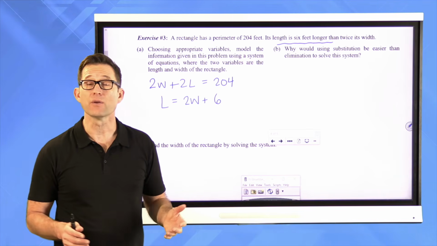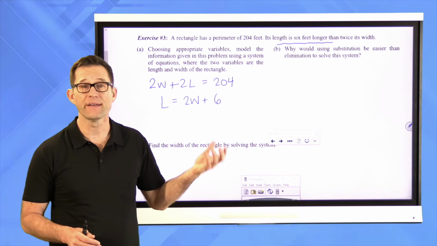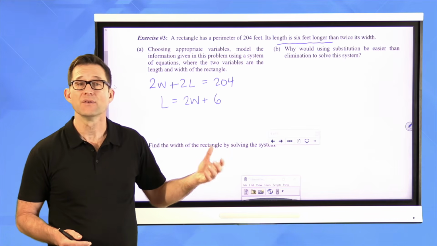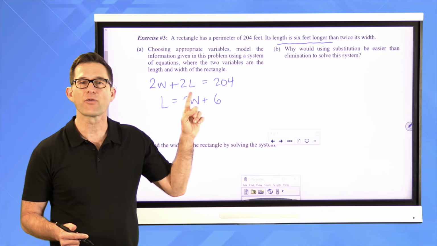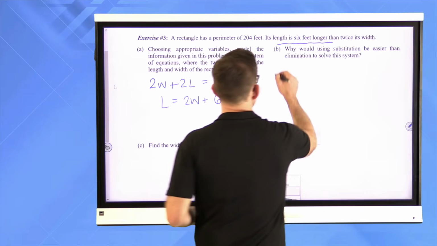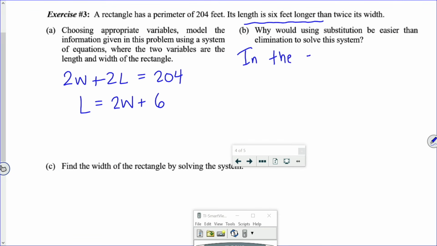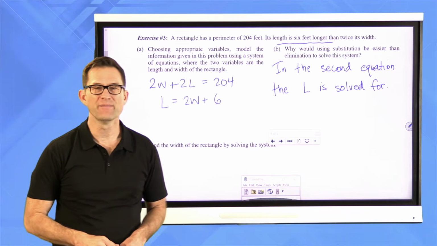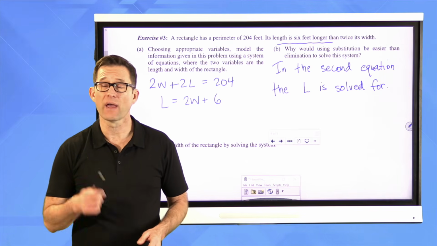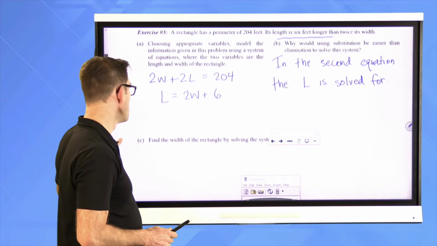All right, well, it's pretty easy, right? In the second equation, the L is isolated or solved for, right? So the L is all alone, which makes it so easy to substitute 2w plus 6 in for L in the first equation. So I'm going to say in the second equation, the L is solved for. By solved for, it just means that that variable is all by itself. All right? So now we have to go back a few lessons and we have to use substitution. Well, at least I'm going to use substitution.